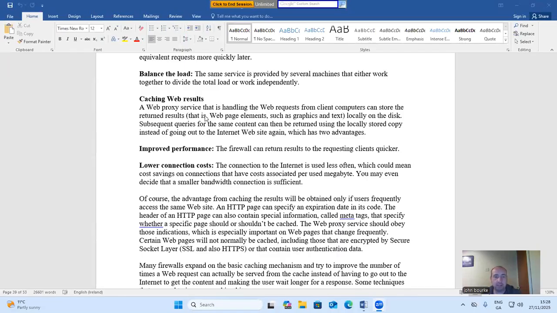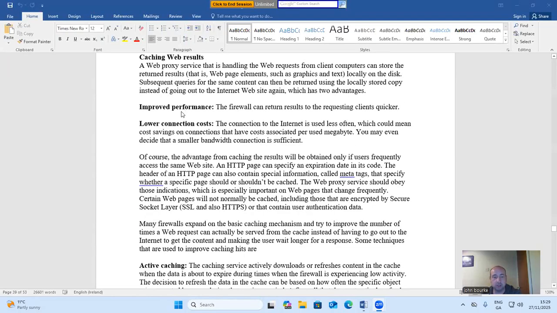Caching web results. A web proxy service that is handling the web requests from client computers can store the returned results, that is the web page elements such as graphics and text, locally on the disk. Subsequent queries of the same content can then be returned using the locally stored copy instead of going out to the internet website again, which has two advantages.